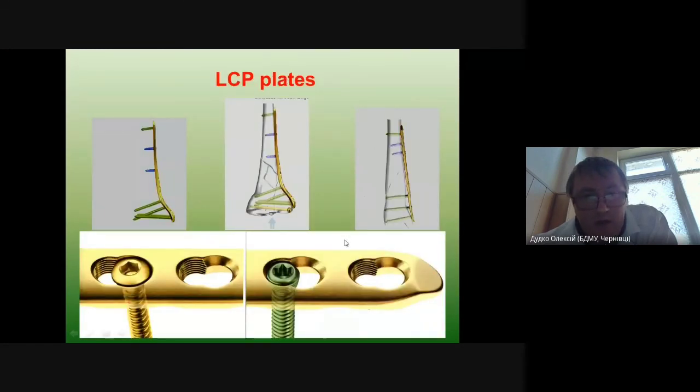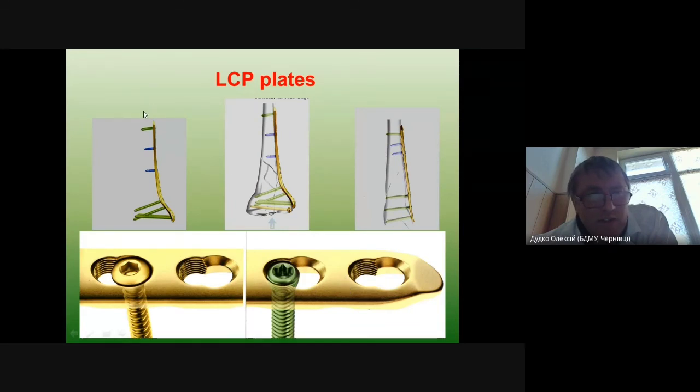And we have a new generation of plates. You see there are combination holes. This hole is for compression. When you insert cortical screws, you can achieve compression. And this one has threads, and the head of the screw has thread. So it is a locking head screw, and the fixation between the screw and the plate is very firm, and the stability of the fragment is also very good.